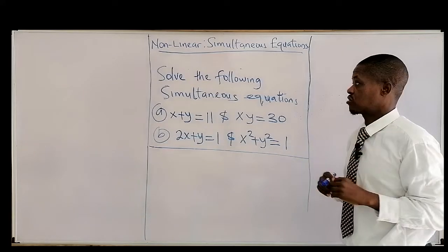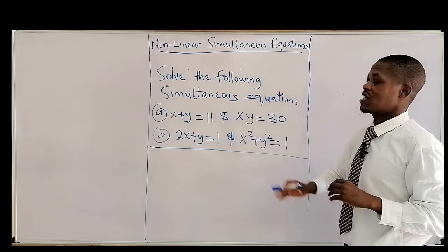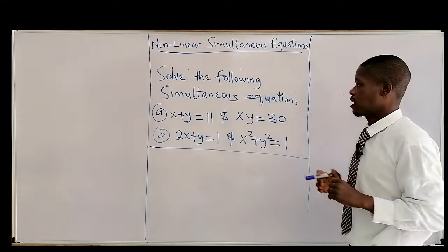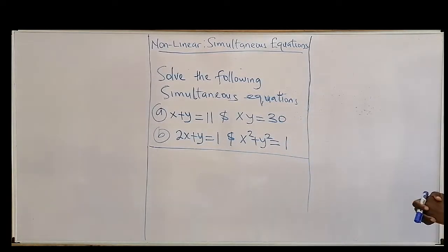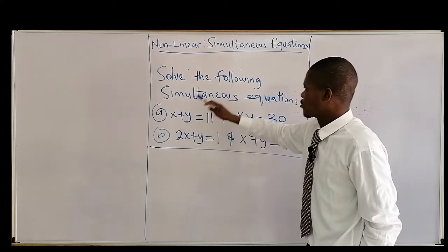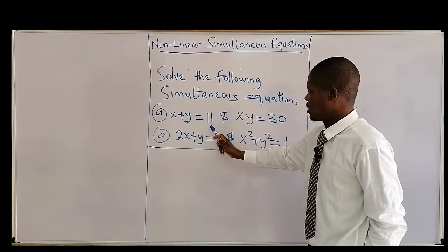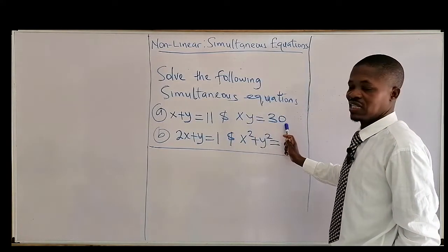We're looking at simultaneous equations, and in this case, it's non-linear. Let's look at the following questions we have. Look at this linear part. Solve the following simultaneous equation: x plus y equal to 11 and xy equal to 30.